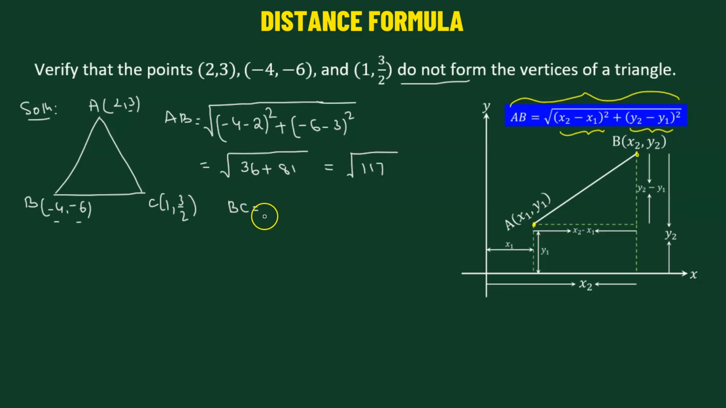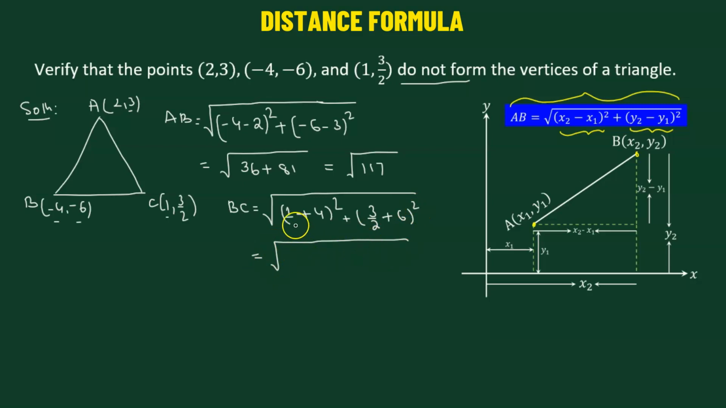So BC is going to be equals to, same rule, all we have to do is first take the square of the difference of the x coordinate. So we'll start with the x coordinate of C, so that's 1, and from it subtract the x coordinate of B. So since B's x coordinate is -4, we get negative of -4, that makes it +4. 1 plus 4 whole square. This will be added to the difference of the y coordinate, so we'll do 3/2 minus of -6, that means we have 3/2 plus 6 whole square.